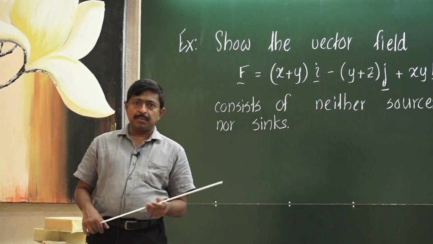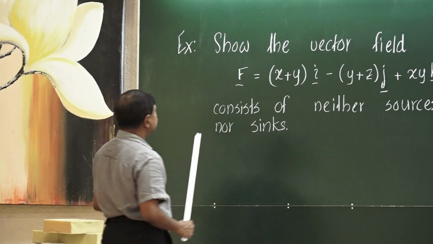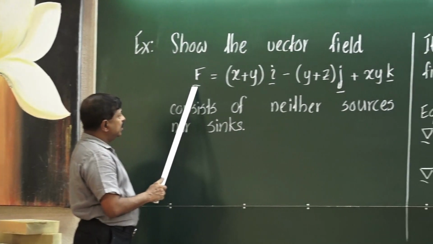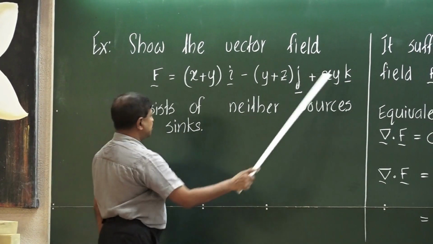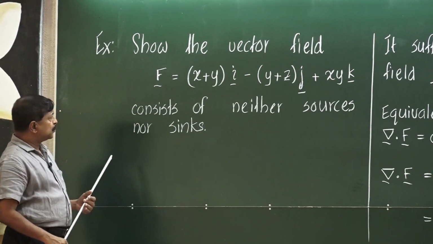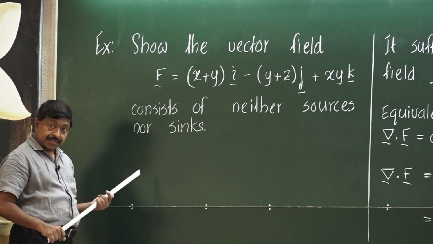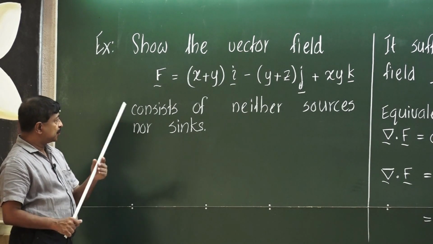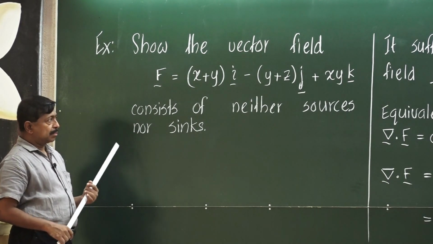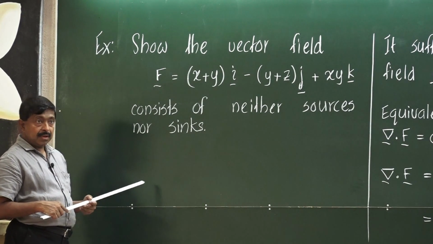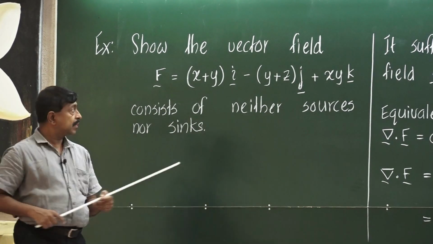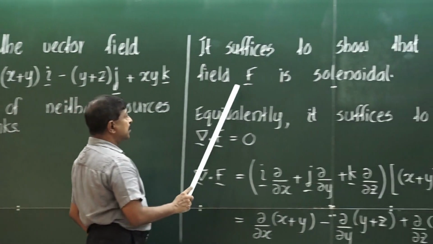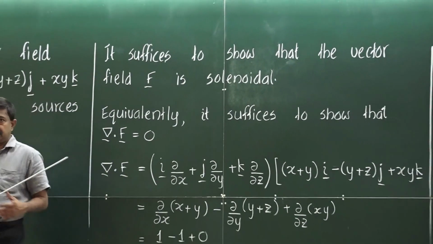We will look into two problems in this video. Let the vector field f be given by this one. We need to show that it consists of neither sources nor sinks. That means we have to show that it is solenoidal, right? So, it suffices to show that the vector field f is solenoidal.